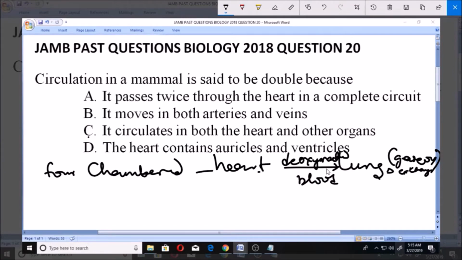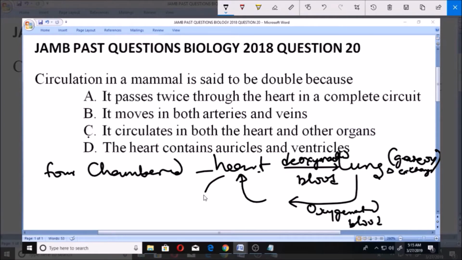Now oxygenated blood from the lungs. From these lungs you now have oxygenated blood, because it has been oxygenated there. So from the heart, the oxygenated blood from the lungs, after going from the heart to the lungs and getting oxygenated, is returned to the heart. So it is now returned back to the heart, from where it is pumped to other organs.